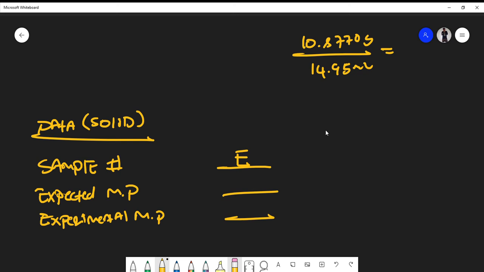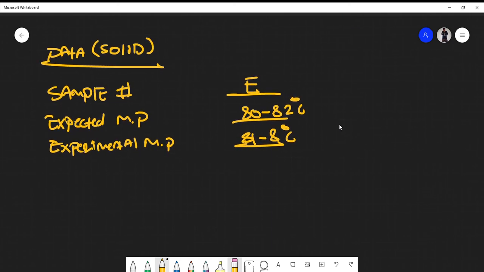When I did this lab, the experimental melting point was about 81 to 83 degrees C. I then took this value and looked at the compounds and the expected melting points. The expected melting point of this compound closest to my experimental was 80 to 82 degrees C. So then in the chart, you need to figure out what the unknown name is. And in this case, my compound was naphthalene, right?